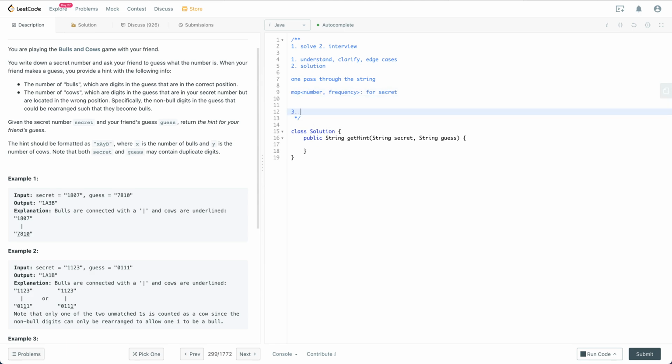Having said that, let's do some coding work. For coding, take care about the correctness of the code, the readability of the code, and also don't be too slow.